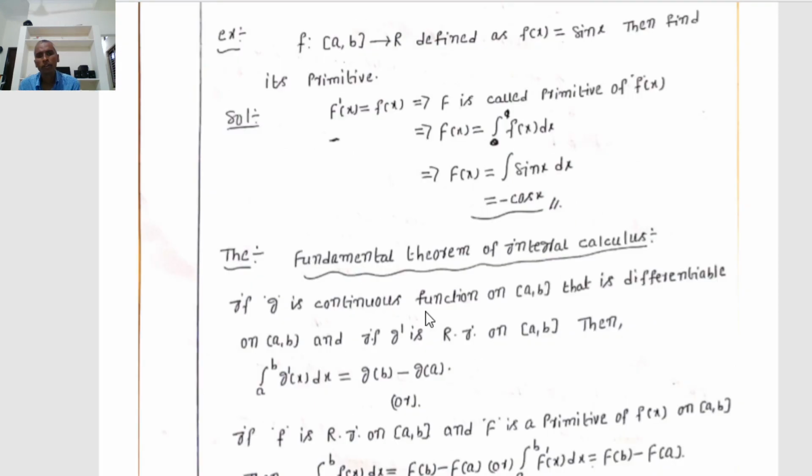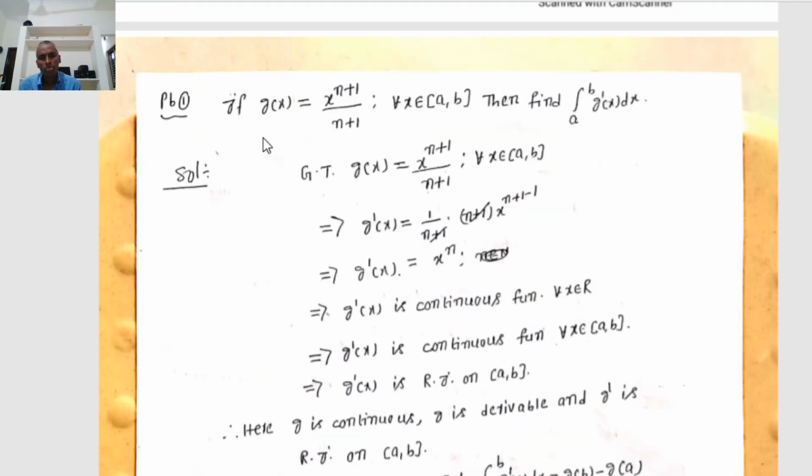Okay, problems. First one: if g(x) equals x to the power of n plus 1 by n plus 1, for all x belonging to the closed interval [a, b], then find the integration from a to b of g'(x) dx. Sometimes the question asks us to use the fundamental theorem of integral calculus to find the integration from a to b of g'(x) dx, where g(x) equals x^(n+1)/(n+1).